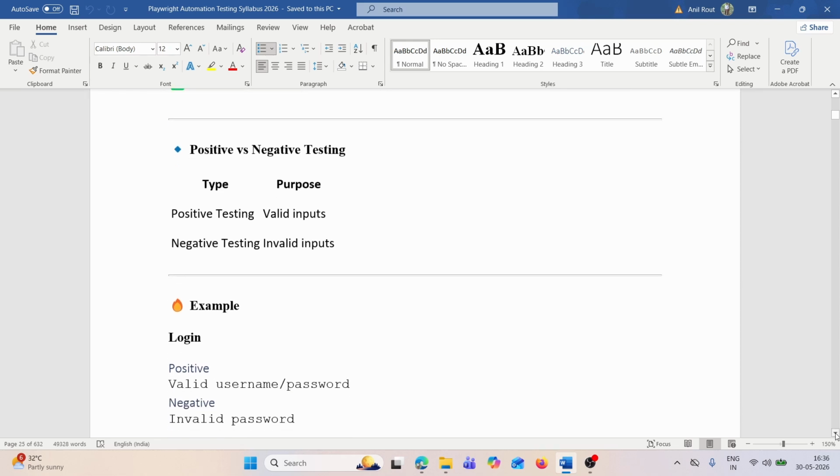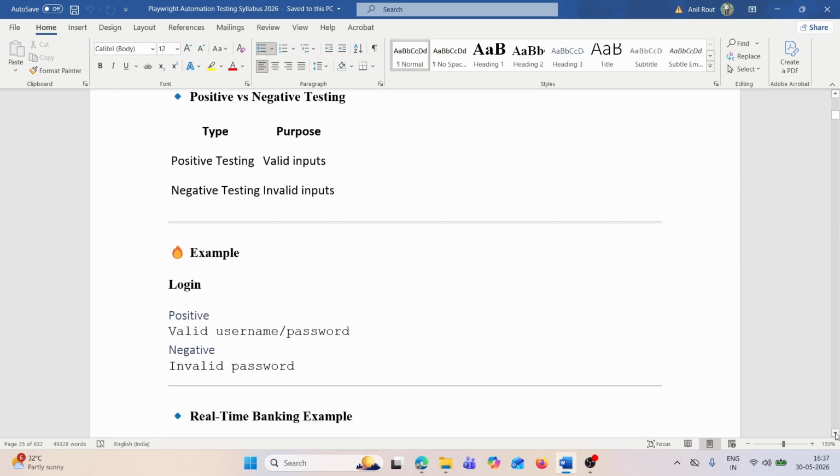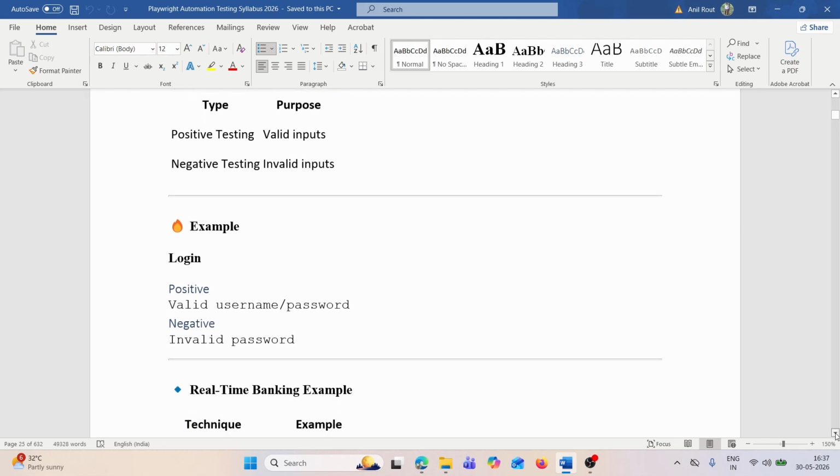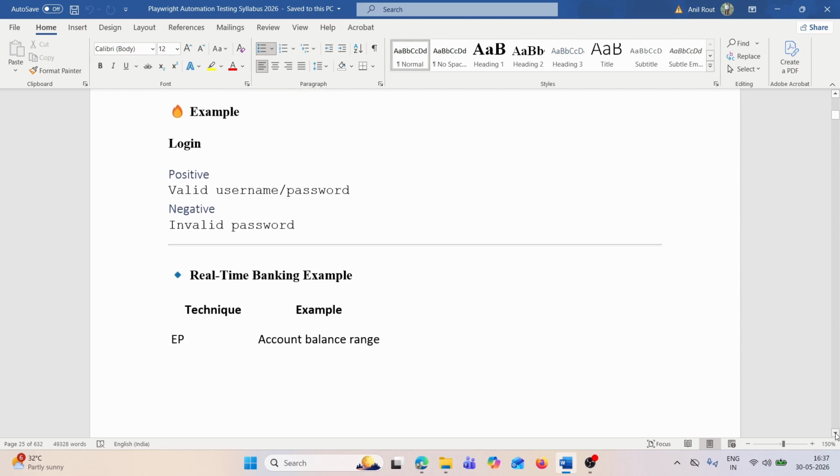Positive versus negative testing. Positive testing uses valid inputs. Negative testing uses invalid inputs. Example, login: positive is a valid username and password. Negative is an invalid password.